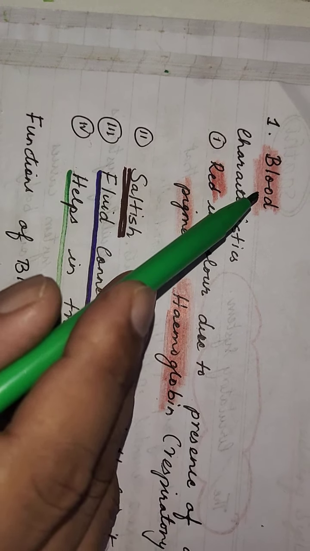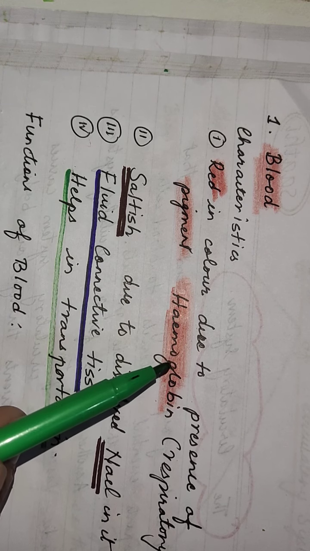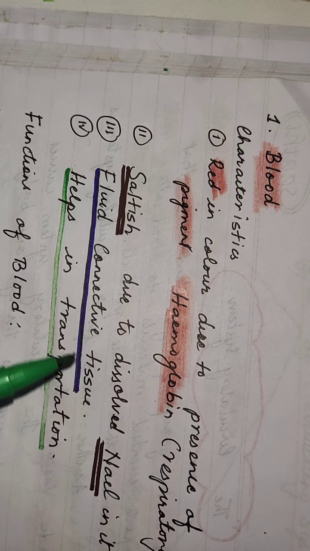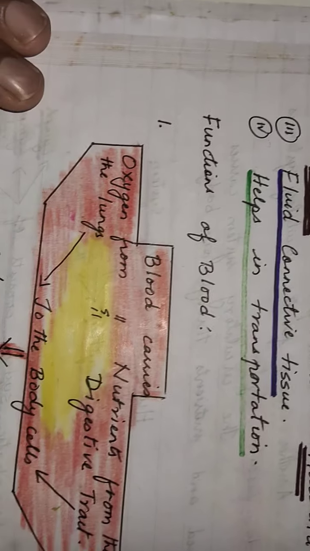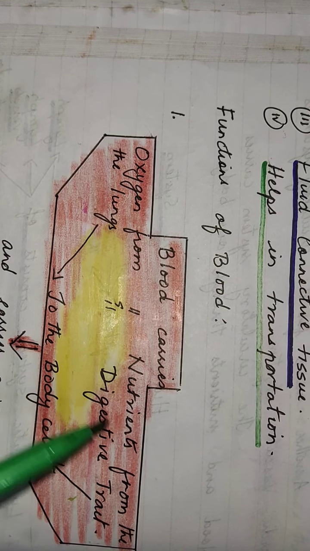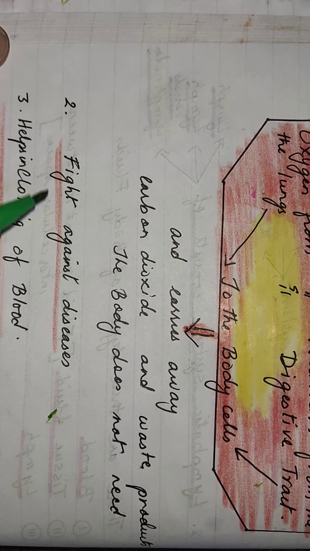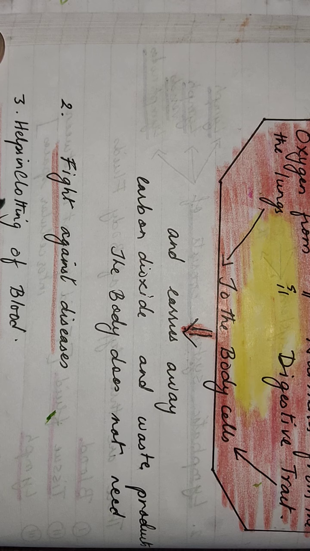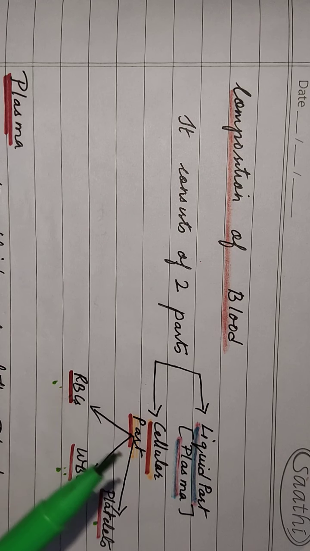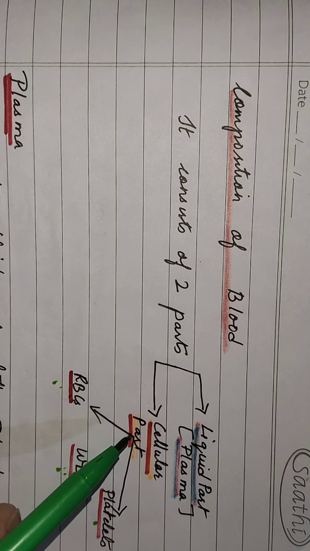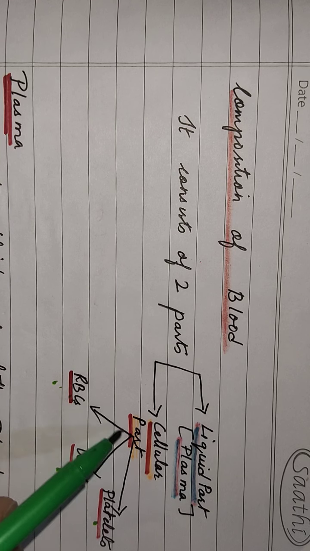In today's class we have learned blood characteristics, that is red in color, important pigment hemoglobin. It is salty in nature because of NaCl. Fluid connective tissue, helps in transportation. The function of blood is to carry oxygen and nutrients to the body cells and to carry away carbon dioxide and waste products the body does not need. It also helps in fighting against diseases and helps in clotting of blood. We have also learned about the composition of blood: two parts, the liquid part known as plasma, and the cellular part consisting of RBCs, WBCs and platelets.